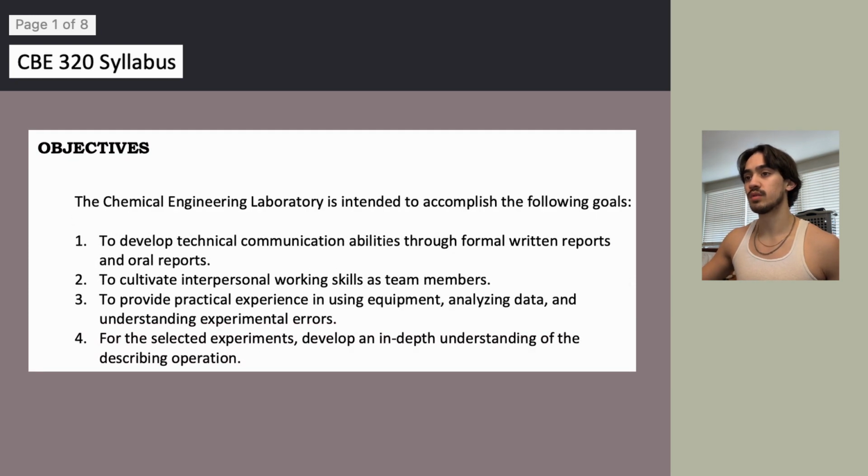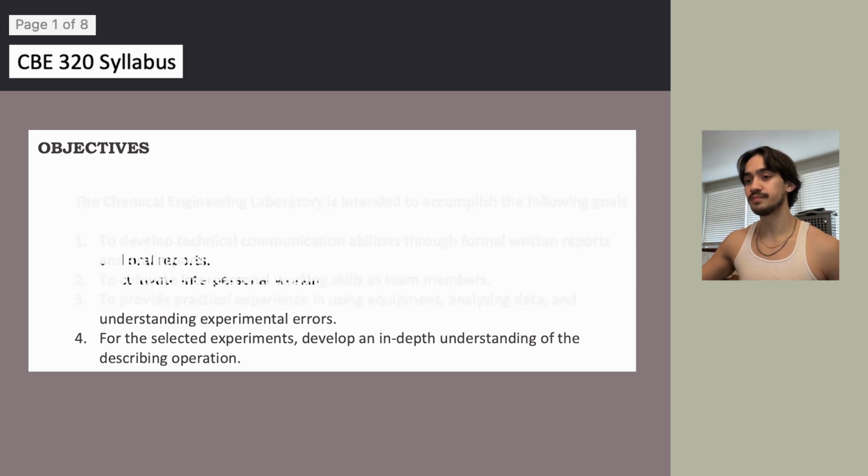The objectives of this course, CBE 302, the laboratory. The Chemical Engineering Laboratory is intended to accomplish the following goals. 1. To develop technical communication abilities through formally written reports and oral reports. 2. To cultivate interpersonal working skills as team members. 3. To provide practical experience in using equipment, analyzing data, and understanding experimental errors. 4. For the selected experiments, develop an in-depth understanding of the operation being described.